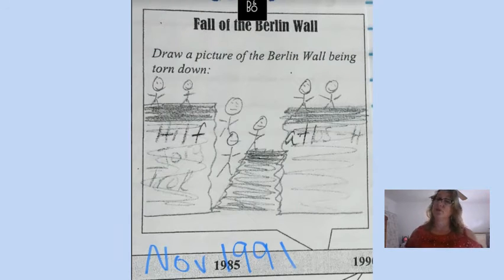We would have drawn a picture of the Berlin Wall being torn down. You could have drawn it however you want. This was mine. So these are supposed to be people standing behind on the east side. These are lots of people. If you Google this, you will see people standing on top. This is supposed to be the west side, where it had the paintings and the graffiti. Okay.